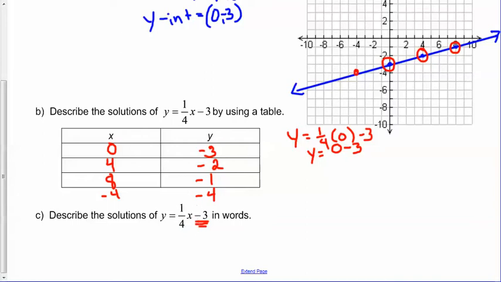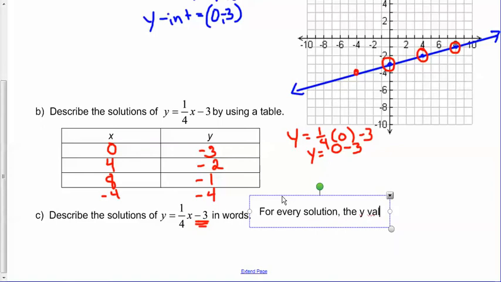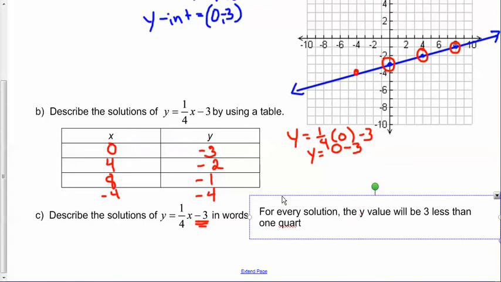So let's type that up and see what that looks like when we actually put that in writing. So for every solution, the y value will be 3 less than 1/4, or you could also say, 1/4 of the x value.